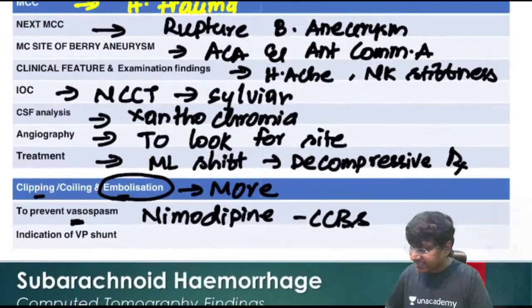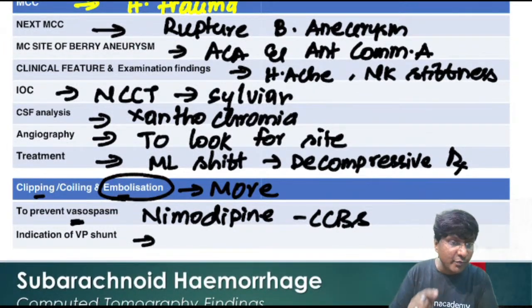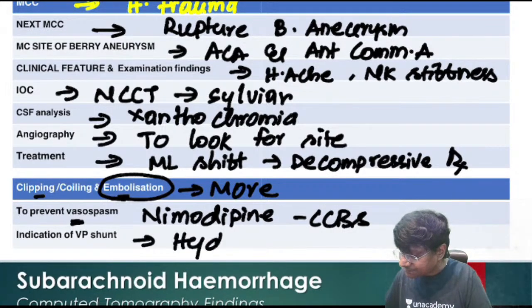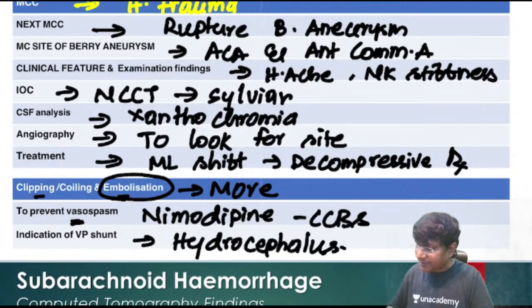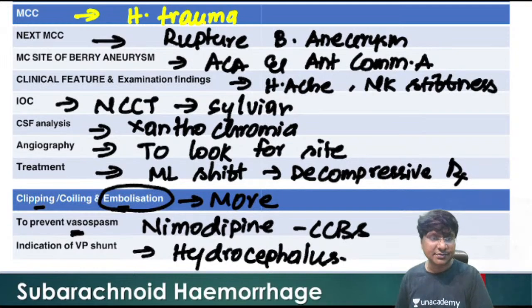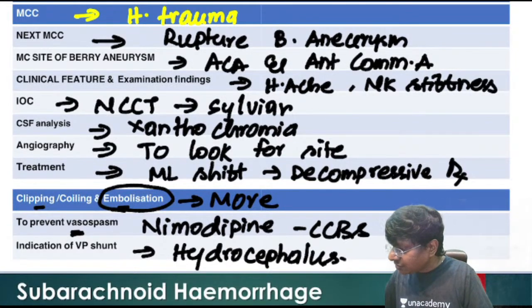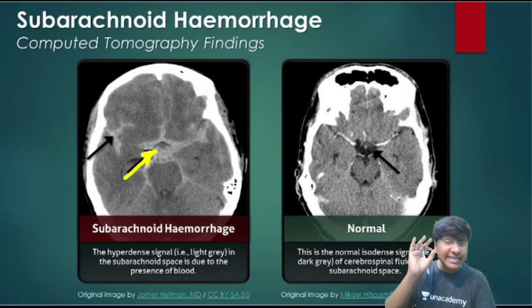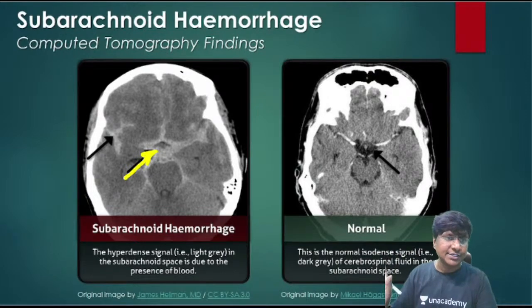Okay, next, what is the indication of the ventriculoperitoneal shunt? The indication of the VP shunt is if hydrocephalus occurs. That is the point when you need to do a VP shunt. And this is the non-contrast CT, where you have the presence of blood within the sylvian fissure, and that is the investigation of choice, the first line investigation, right?